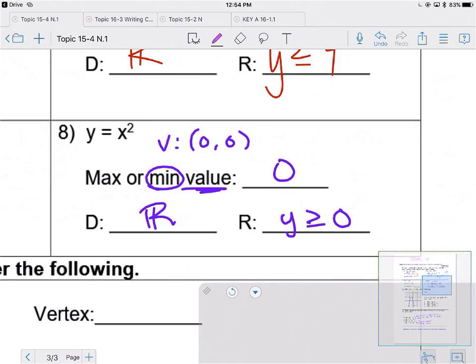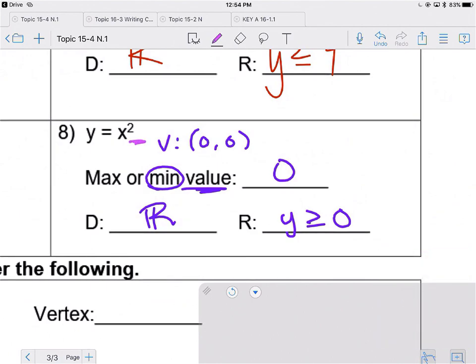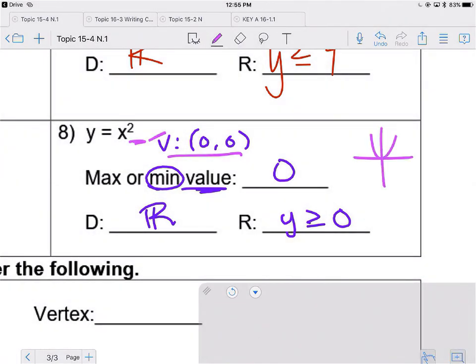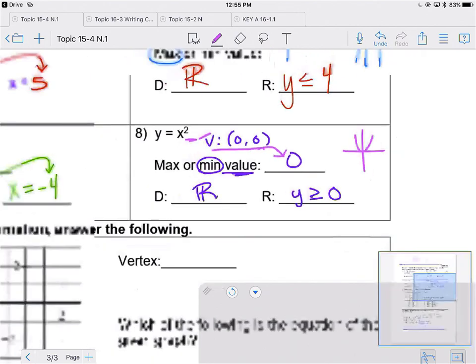Problem 8, if there's nothing inside with x and there's nothing that follows, your vertex is going to be at 0, 0. This one will be a minimum because there's no reflect. My minimum value is that 0 from the vertex. Domain is all reals, and range is greater than or equal to 0 as well.